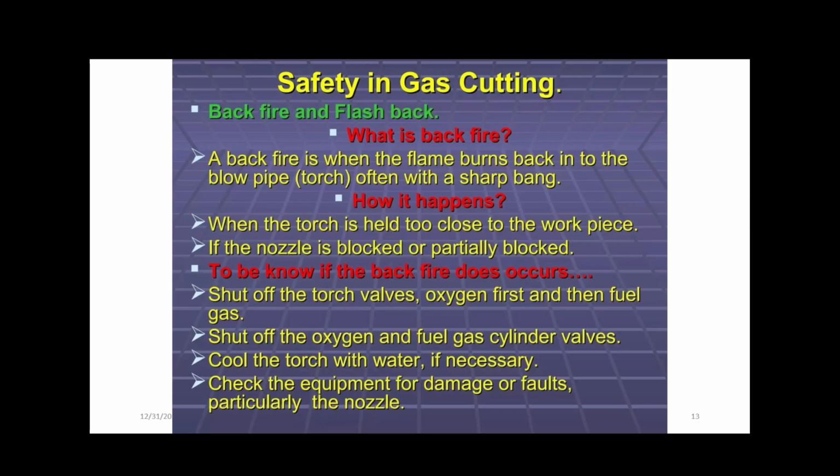Shut off the torch valves, oxygen first, and then fuel gas. Shut off the oxygen and fuel gas cylinder valves immediately. Cool the torch with water if necessary. Check the equipment for damage or faults, particularly the nozzle.